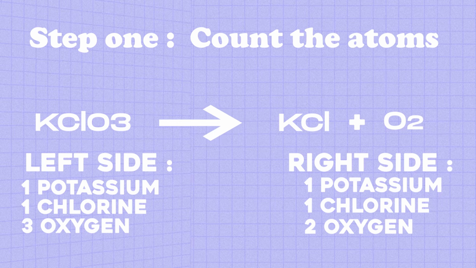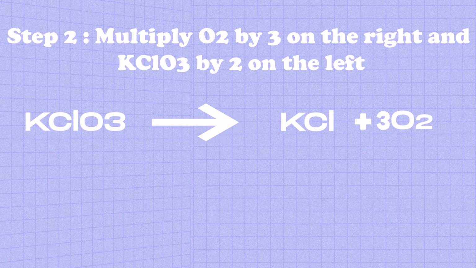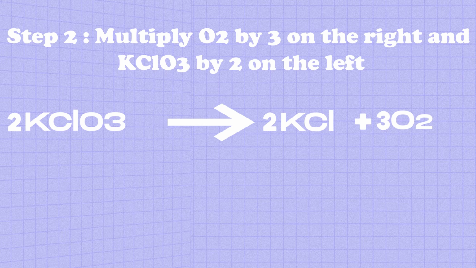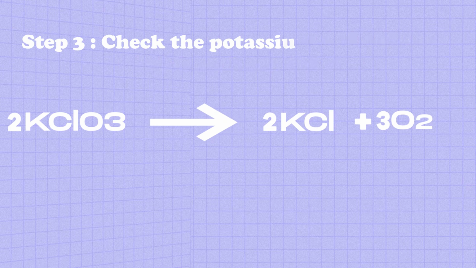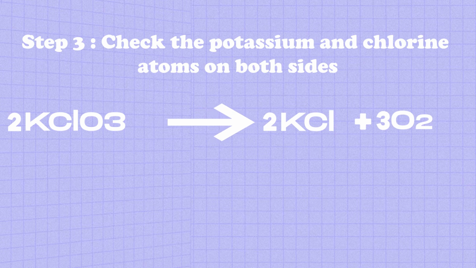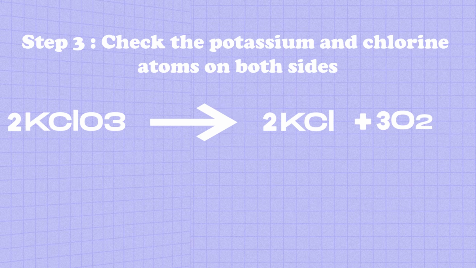To balance them, step 2. Multiply O2 by 3 on the right and KClO3 by 2 on the left. 2 KClO3 gives 2 KCl plus 3 O2. Step 3. Check the potassium and chlorine atoms. They are now balanced as 2 on both sides. Now the equation is balanced.